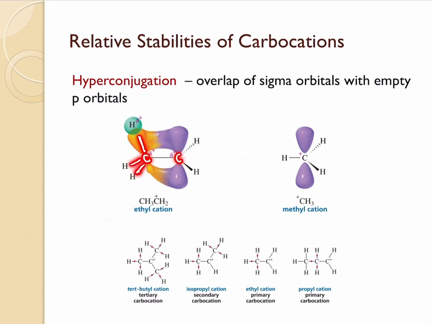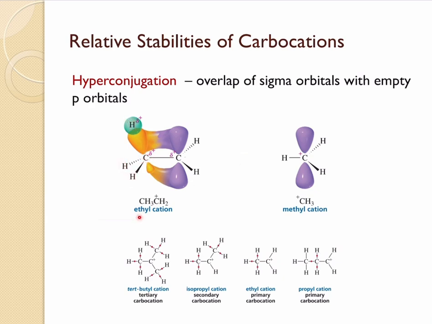Hyperconjugation is a process where some of the electrons from the filled orbital are going to move on to the p orbital. As more and more electrons move onto the p orbital, the positive charge on this carbon is going to be reduced. So this positive charge, which was once concentrated on this carbon alone, is now going to be distributed onto the atoms which are losing those electrons.